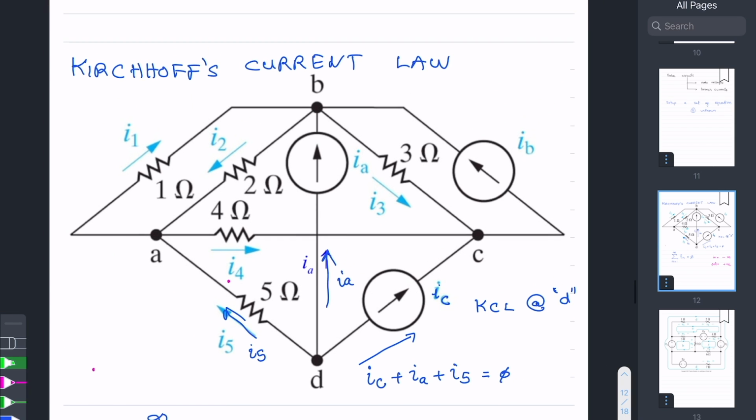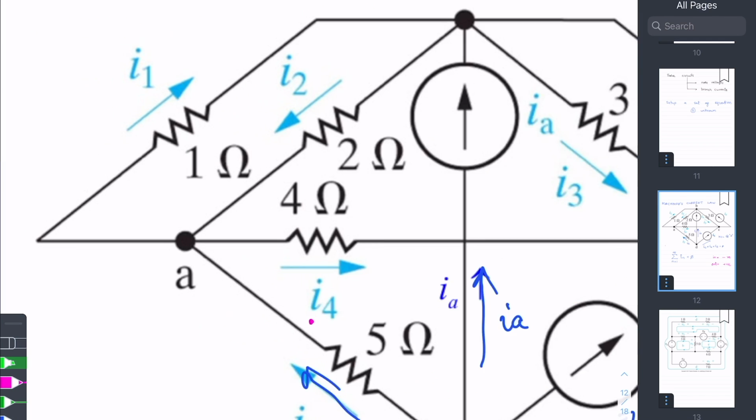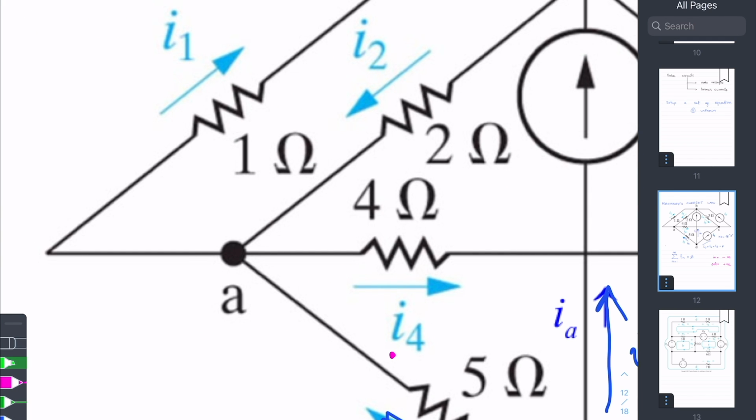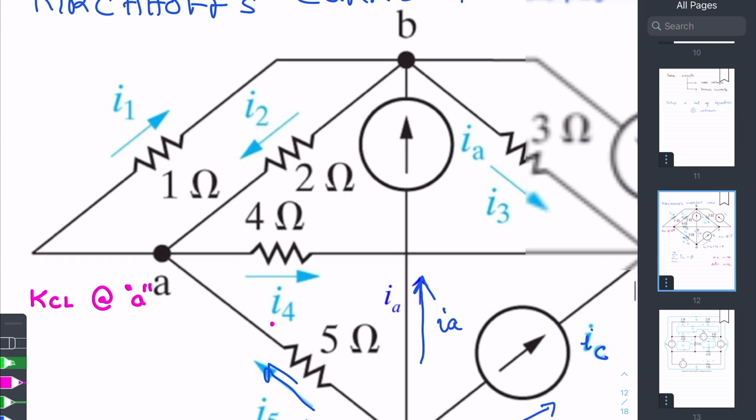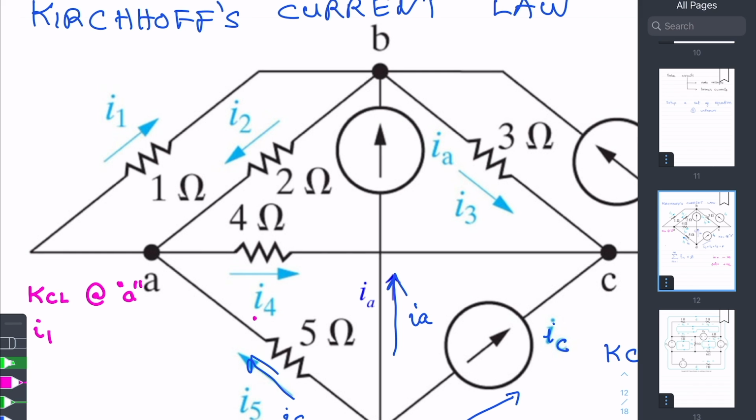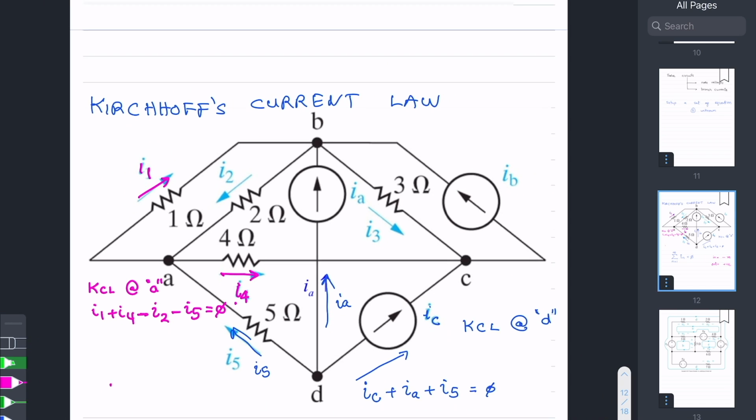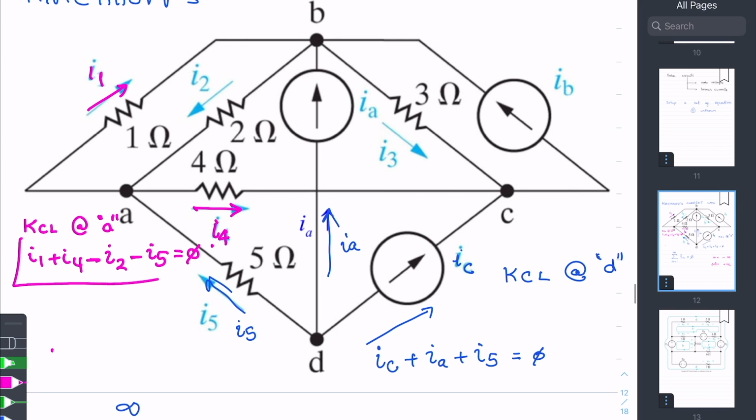Let's do the same thing again with node A. We did look at node A earlier, let me do that in a cleaner manner. KCL, Kirchhoff's current law at node A. Sum all the currents that are leaving, which is I1 plus I4. Those are the currents that are leaving. And then the currents that are entering are I2 and I5. The currents that are entering I show with a negative sign, and all of that sums to 0. That's the idea of Kirchhoff's current law.